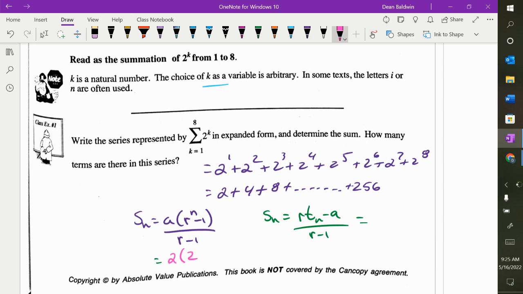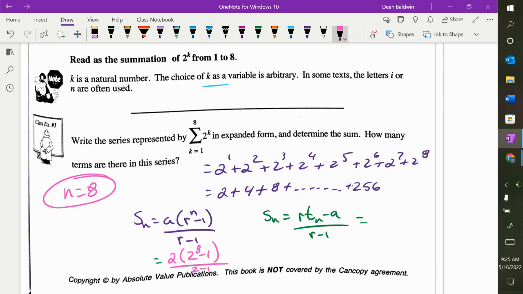How many terms? This is the key here. How many terms are there? What's n? Count them. 1, 2, 3, 4, 5, 6, 7, 8. There are 8 terms. So it's 2 times (2 to the 8 minus 1) over 2 minus 1. Okay.